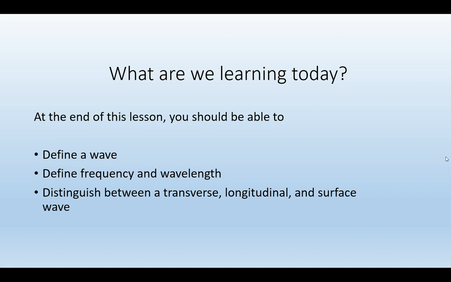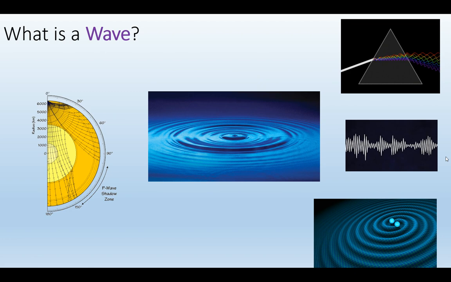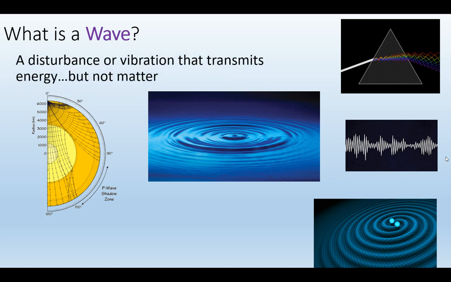We'll talk about surface waves a little bit later, but maybe not today. So what is a wave? Now, probably when you first think of the word wave, you think of a water wave. That's usually what we think of because that's most common. It's something that we can see, and it's very easy to see that those are things that are moving through the water. A wave is described as a disturbance or vibration that transmits energy, but not matter.